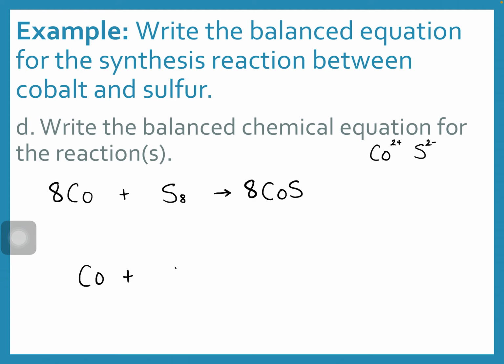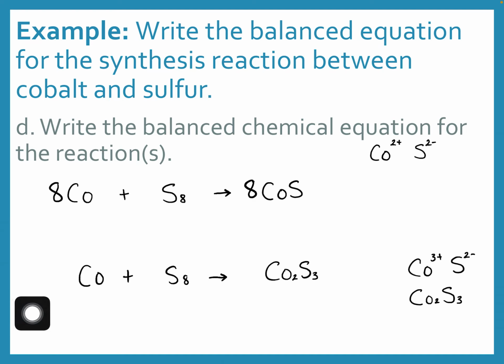And if I have cobalt(III) sulfide, that means 3+ for its valence, and sulfur is still 2-. So that means I need 2 cobalt for every 3 sulfur. So here I have Co2S3.